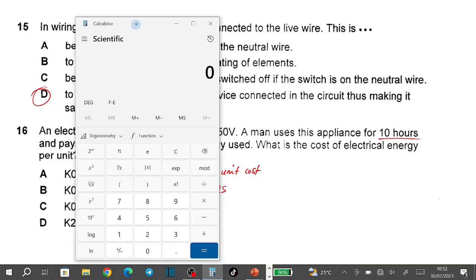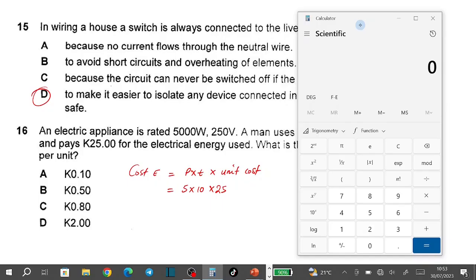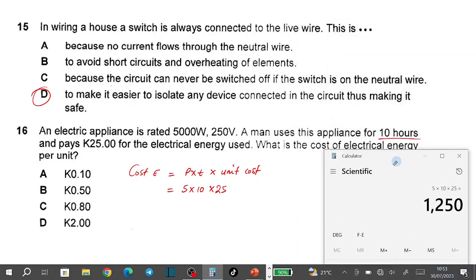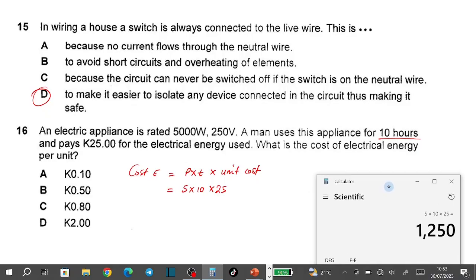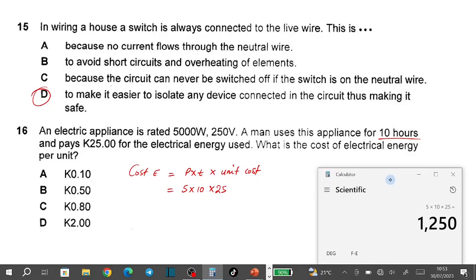So do like 5 times 10 times 25, which will give us that. Oh yeah, what is the cost of electric energy?